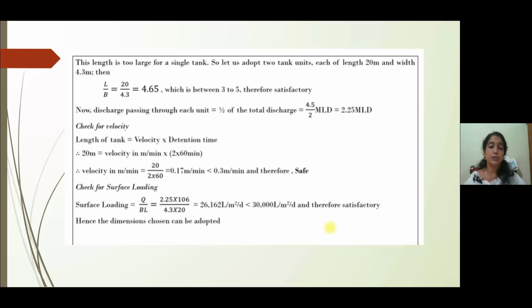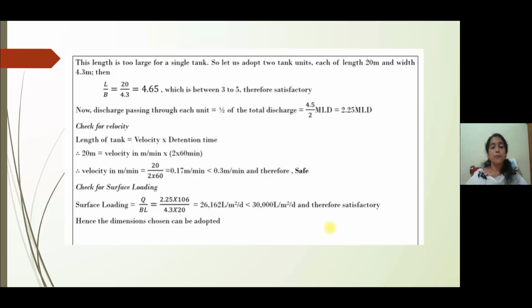Then this is too large. In the design criteria, we know that the length should not exceed a limit of 30 meters. So here we obtained a length of 40 meters. So we can take two tank units, that is 20 meter, with a width of 4.3 meter. So the L by B ratio we can calculate, that is 20 by 4.3, which is equal to 4.65, which is in between 3 to 5. Hence, as per the design, the value is satisfactory.